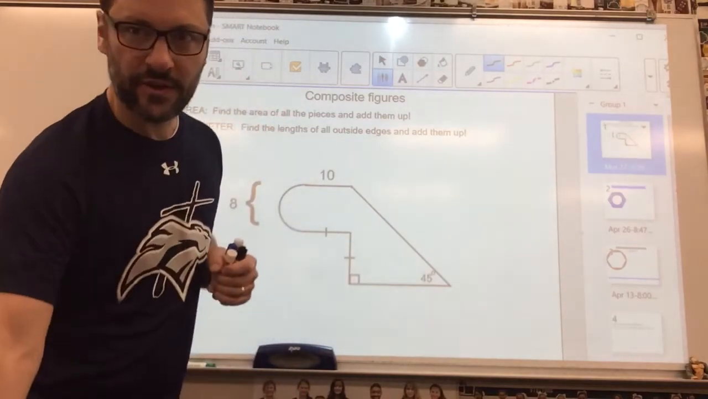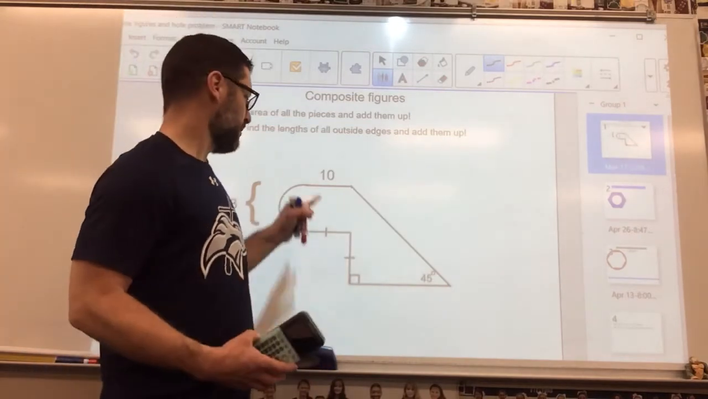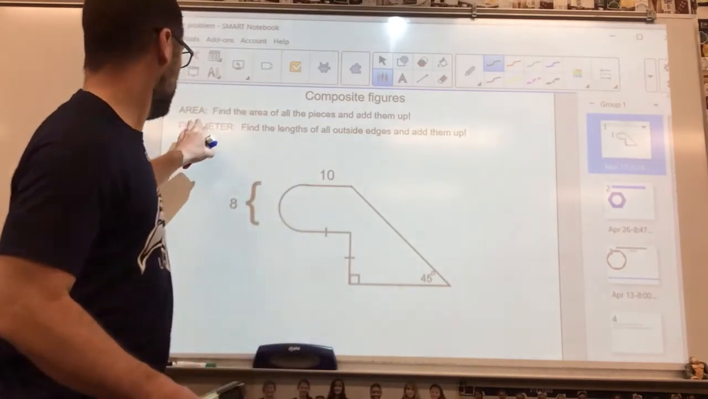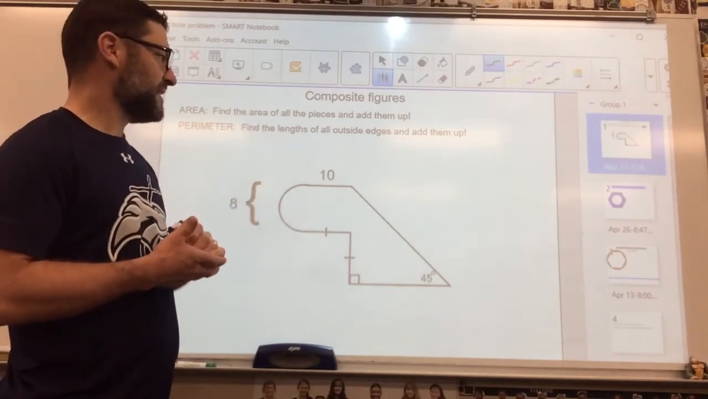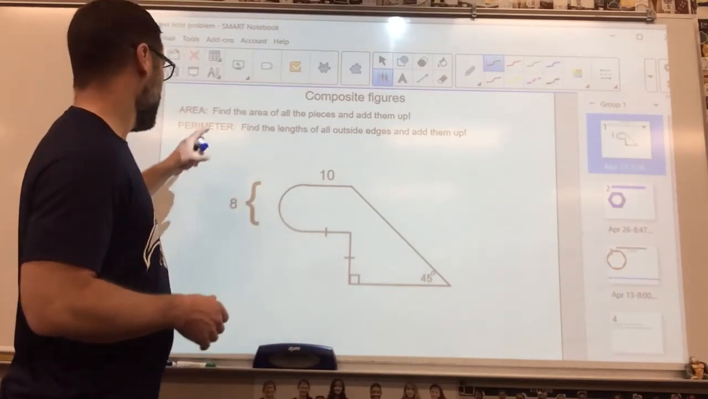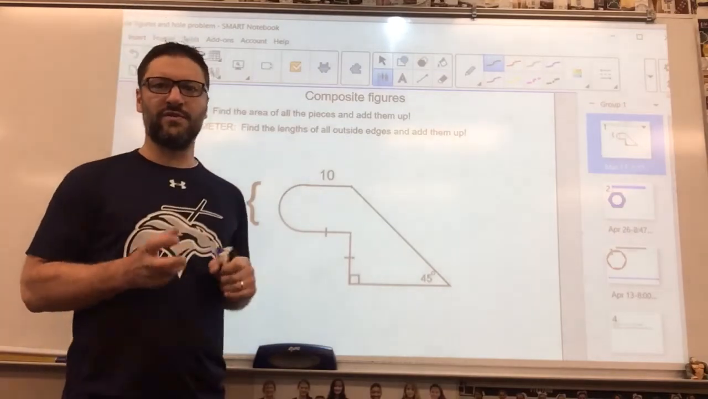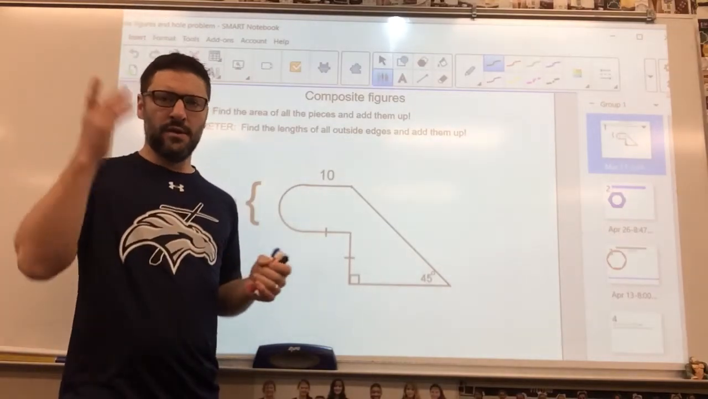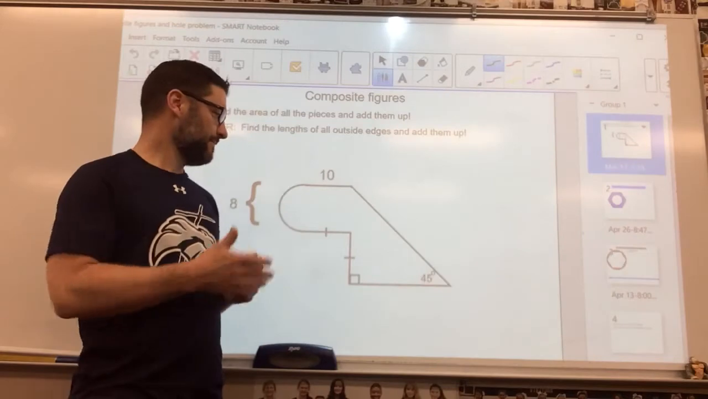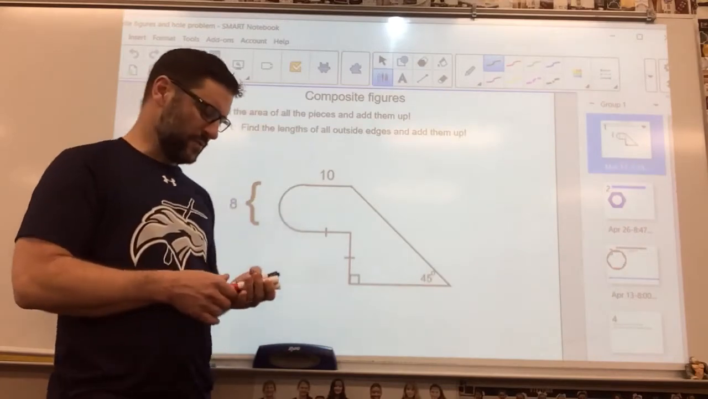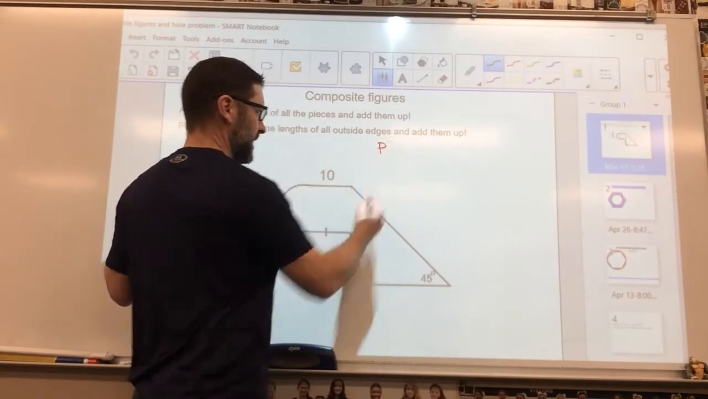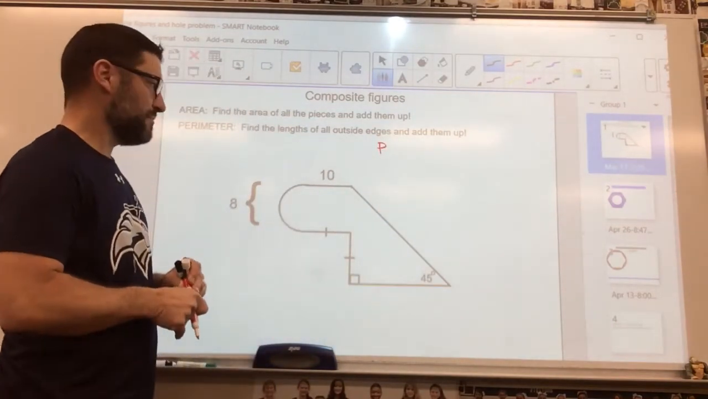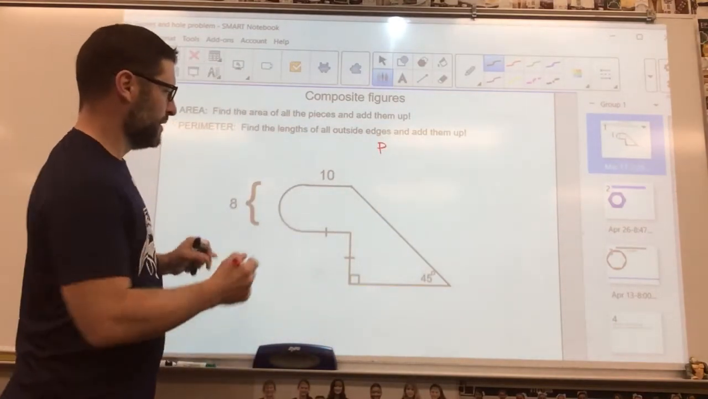So I have my calculator here. We're going to go through and find both the perimeter and the area. The perimeter is still finding the lengths of all the outside edges and adding them up. And the area, we're going to divide it up into pieces that we know, and then we'll be able to find the area by adding up those values. So I'm going to put P equals, and I'm going to find my perimeter first. So here we go.